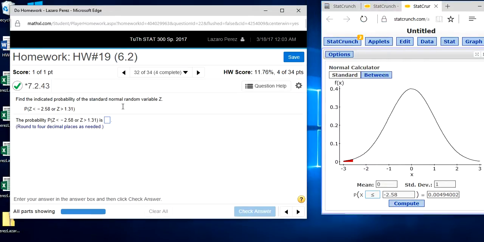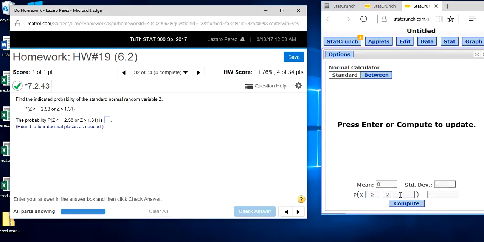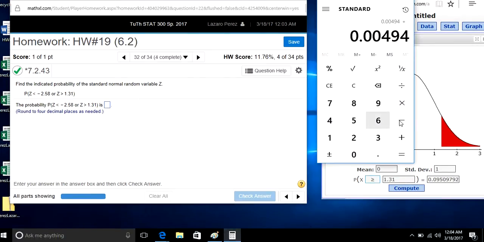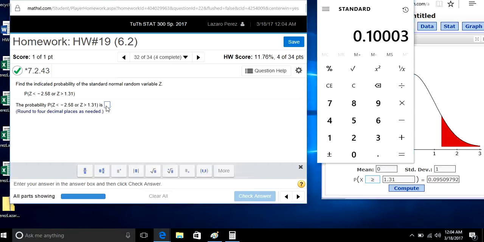so this is the second part, z is greater than 1.31. All right, perfect. So just add those together. So plus 0.09509. All right, and this will be your answer, rounded to 4 decimals. So 0.1000 will be your answer.